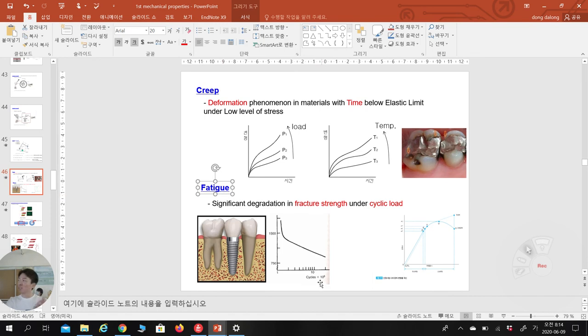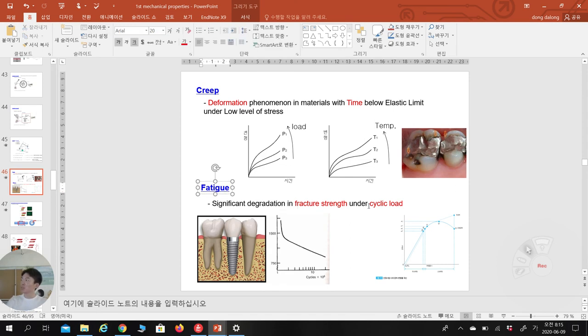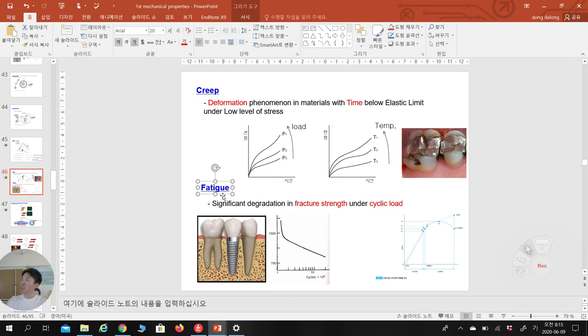So this cycle is 10 to the 6th power. So this material can resist 2000 megapascal, but when you apply cyclic load, maybe at 10 to the 6th power cycles, it breaks down. Okay? So if we want to make a biomaterial for the human body, it always has to pass this kind of fatigue study. So yeah, below the maximum load, how much can this material maintain its structure without fracture. This is the fatigue limit.